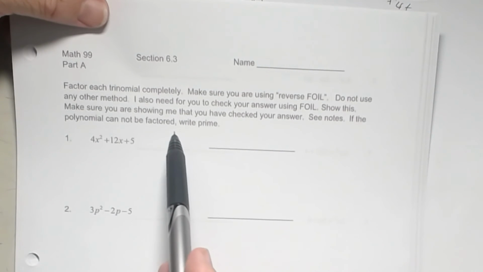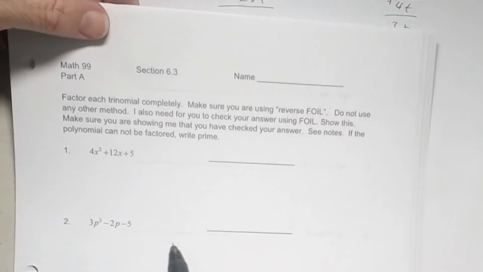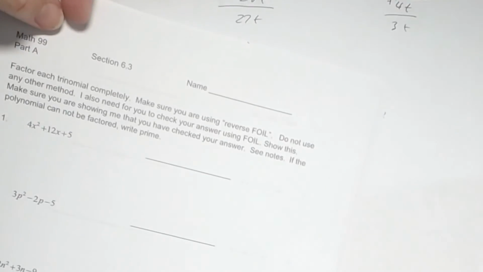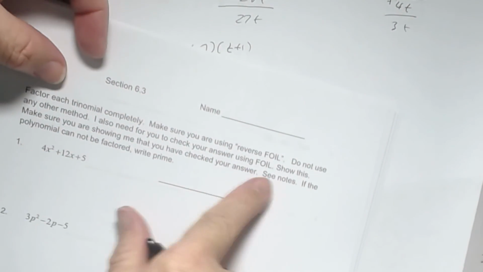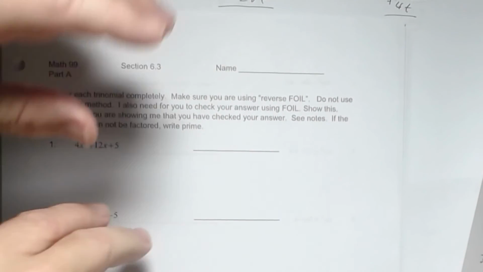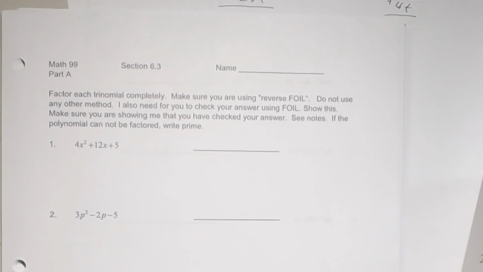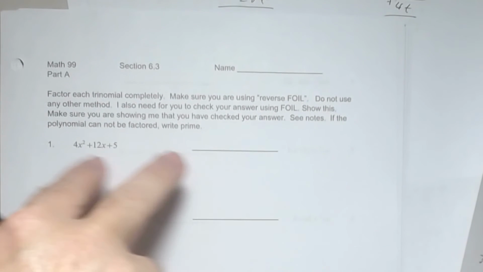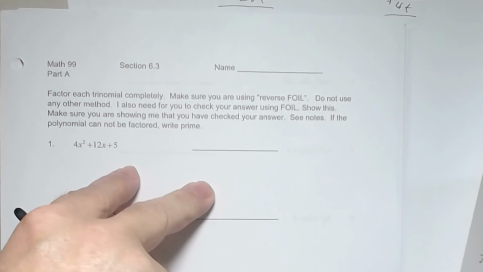Well, this is trial and error. The trial and error is what we're doing. This is a reverse FOIL. Now right here it says don't use any other method, and that's because if you recall, some of you from high school, you could also factor these trinomials by grouping. It's called the AC method. We're going to do the AC method in the next section. So don't do any other method. I want you to do trial and error because you need to know both. You need to know the AC method and you need to know trial and error. Knowing both is going to help.